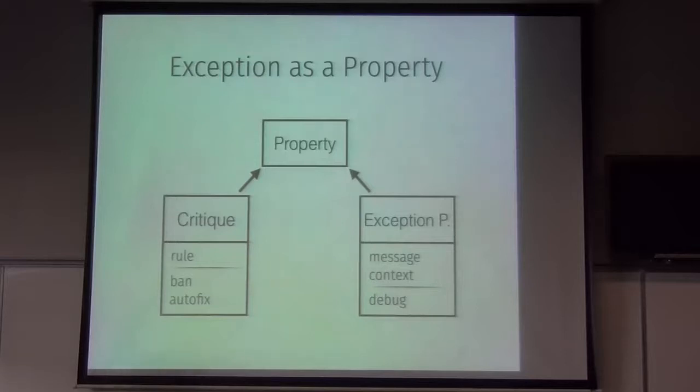It can use the rule name for the title, and it can ban the rule if someone wants it, and it can apply autofix based on the algorithm in the rule. But on the other hand, if you have an exception property, it stores the exception message and the context. And then it can use the exception message to display the message of the exception in the title of the critique. And it can use the context for debugging. And that's really nice. So implementing this special behavior fits on a postcard. A slightly bigger postcard, but still a postcard.